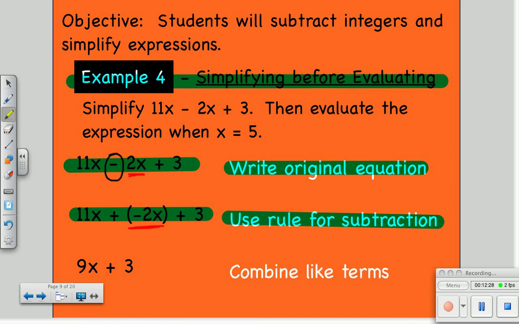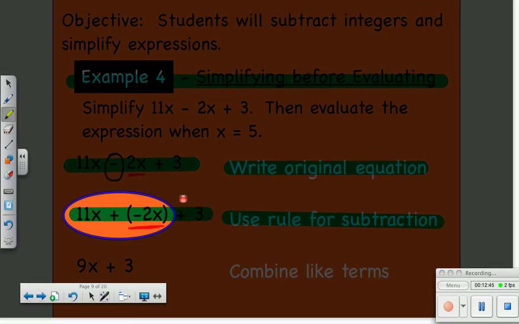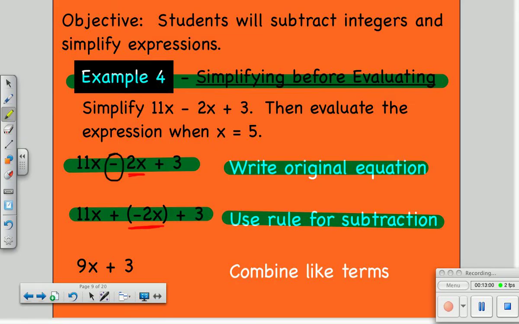Next, I combine my like terms. What are my like terms? Well, what are the terms? The terms are 11x, negative 2x, and 3. Which ones are alike? 11x and negative 2x are alike. So all I have that's alike are these two terms here. So those are the ones that I can combine. I cannot combine the other because it doesn't have x. So what is 11 plus negative 2? 11 plus negative 2 is 9. So we have 9x plus 3. Now that we've combined like terms, there's nothing else we can do with this. That's how it stays. Okay?